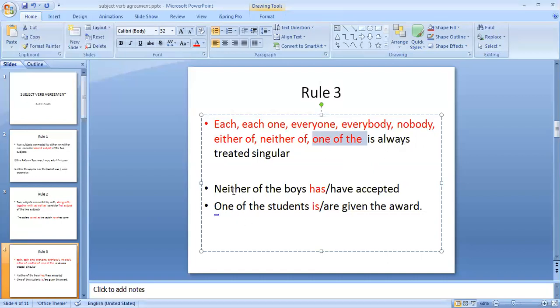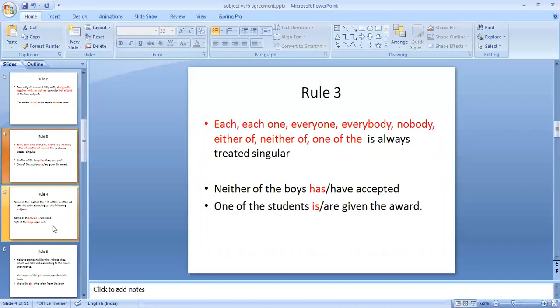Look at these examples. Neither of the boys. Here the term neither of is used, so the answer is has. As per the rule, neither of, either of is a singular structure. So has. One of the students. Here he is talking about one of the students. One is singular. One of the is a rule, and it always takes a singular verb. So one of the students is. I hope you are understanding.